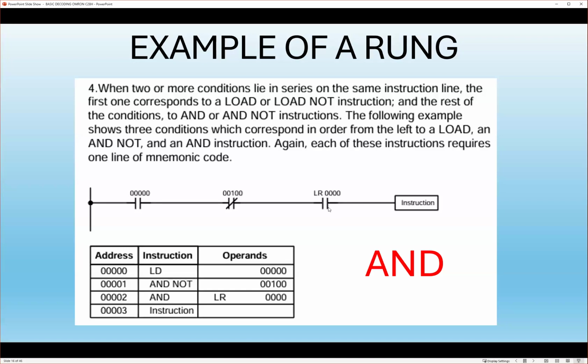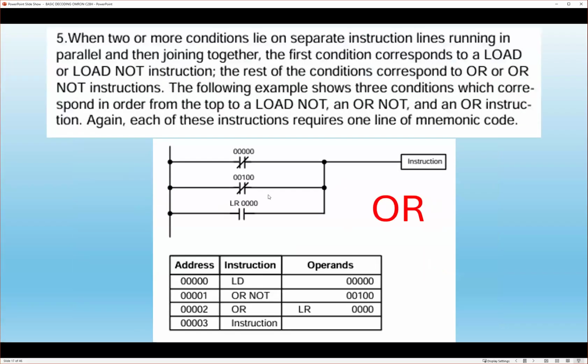See, we're going AND. It would be AND NOT if it was normally closed. And then the last part is the instruction. So that's where we would put, you know, our coil or whatever it might be, right? I'm not really sure why they didn't give examples of our end instructions, maybe just because they start going over it later. But this is an example of AND logic on a rung.